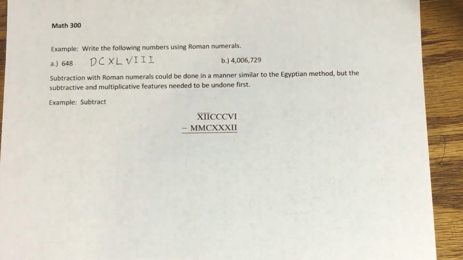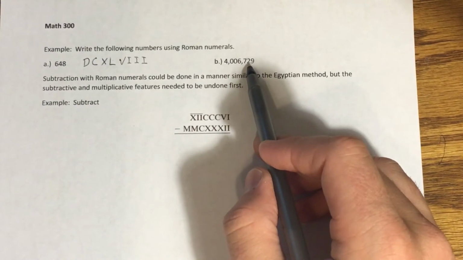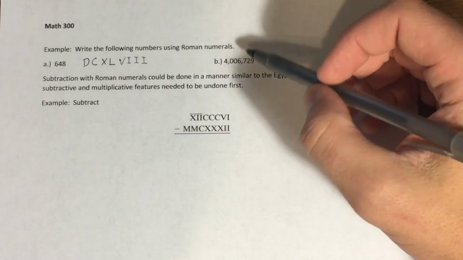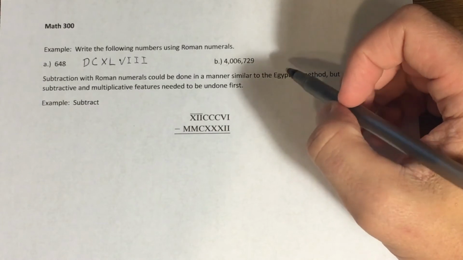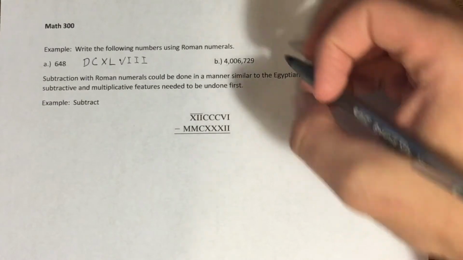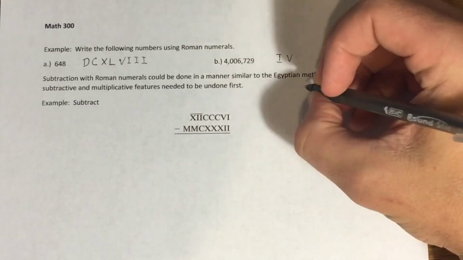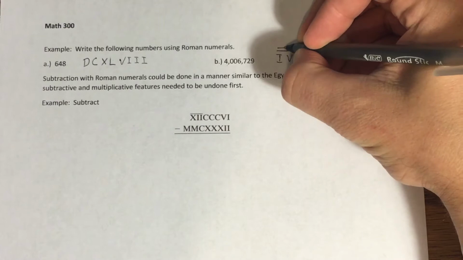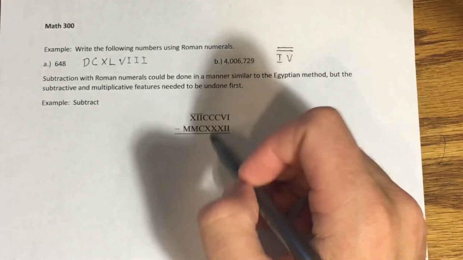Okay? Let's try this with a larger number. 4,006,729. How would we represent this? Well, 4 million, remember when numbers get this big, we use that multiplicative feature. So let's think about the number 4 for a second. 4, we would use our subtractive feature on. 5 minus 1 to get 4. But then to turn that 4 into a 4 million, I use the double bar, which shows that I'm doing that multiplicative feature. So this part takes care of the 4 million.